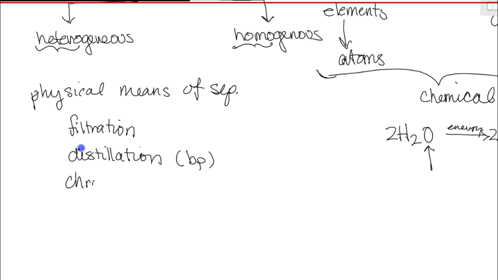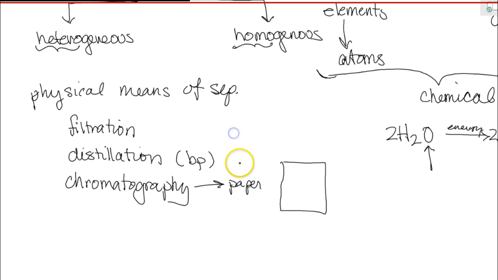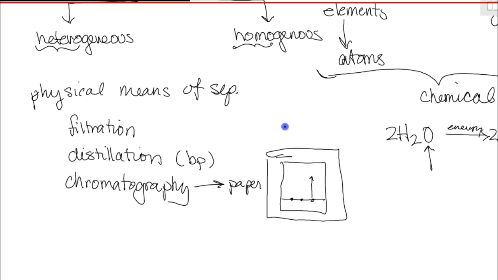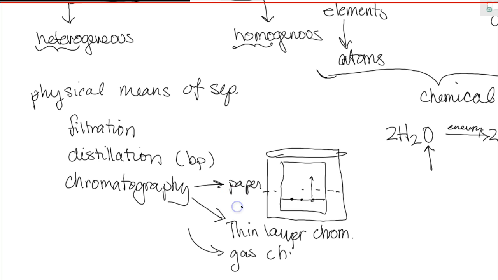A third one that you'll need to know is chromatography. And there are multiple types of chromatography. Your book mentions paper chromatography. That is something you've probably done before, where we take a piece of paper, draw a line in pencil, put some ink dots on it, and then those ink dots smear up the paper when we put it in water. Okay, we'll look at that again. You have thin layer chromatography, which I'll give you an example of. And then there's also something called gas chromatography.